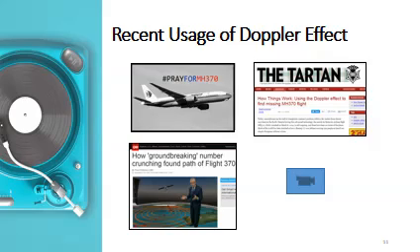Recent usage of Doppler effect. The Doppler effect is currently being used to detect the signal of an airplane. For example, the antenna will provide a signal to the airplane and the airplane will reflect the signal back. The frequency heard, or the ping produced by the airplane, will detect the position of the airplane.